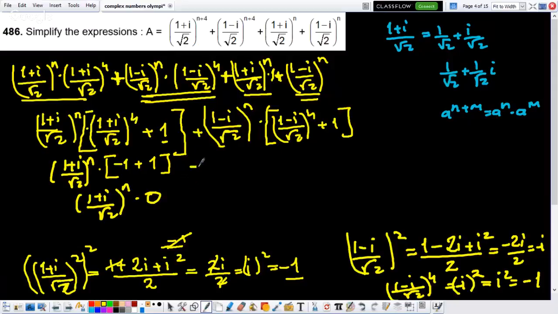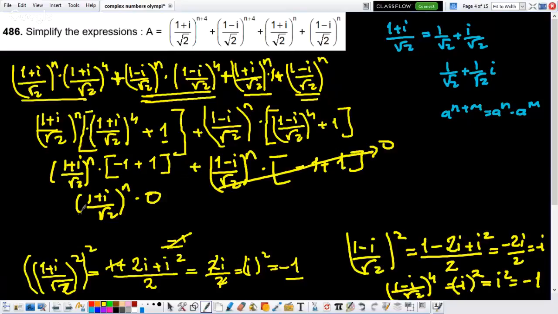And here, ((1 - i)/√2) to the power of n times minus 1 plus 1. That makes 0. And if it is 0, this is completely 0, and this is completely 0. 0 plus 0, the answer is going to be equal to 0.